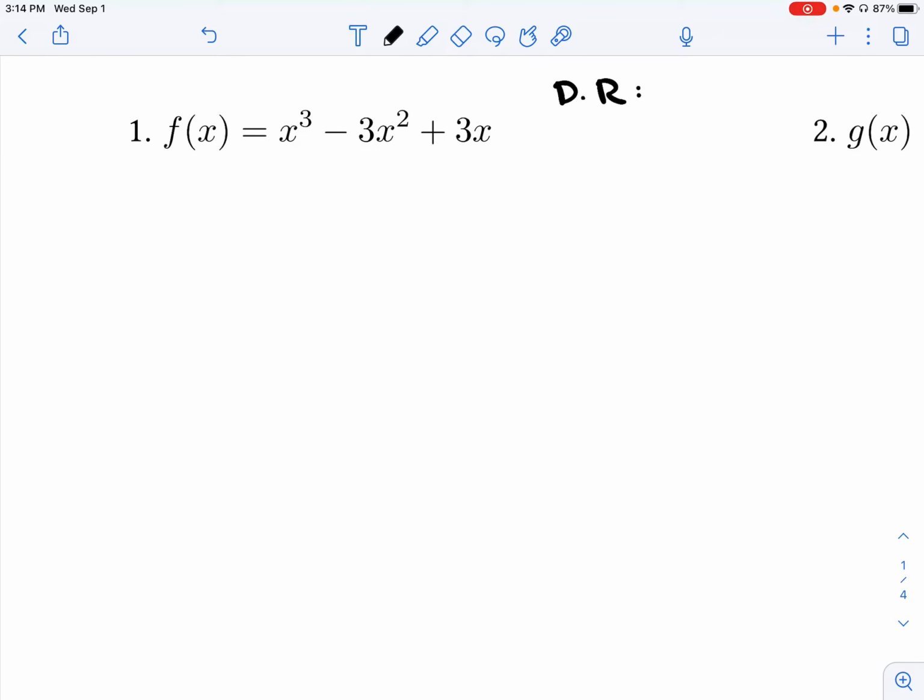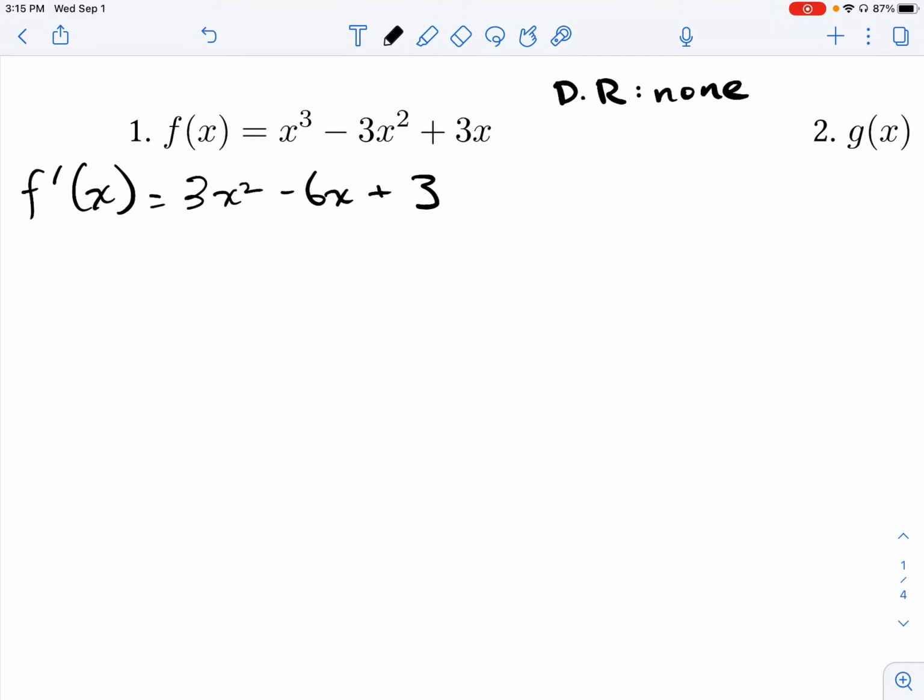Again, it would not be a critical number or a potential candidate for a relative extrema, but it's still important to know. So are there any domain restrictions here? And the answer is no. This is a polynomial function. The domain is all real numbers, so we're good there. So now let's jump into finding the derivative of this function. Pretty straightforward, just using the power rule: 3x squared minus 6x plus 3.